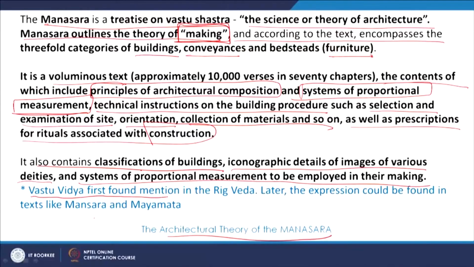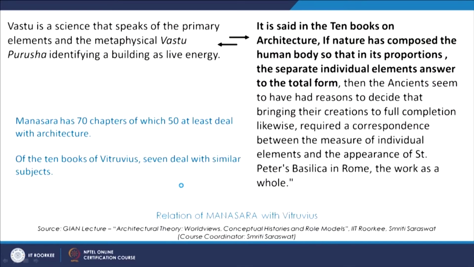What is important is to note, Vastuvidya first found mention in the Rig Veda. Later the expression could be found in the texts like Mansara and Mayamata, and this is Mansara that we were discussing. There is also a sort of relation that is seen while talking about Vastuvidya and then the 10 books on architecture. We see a lot of similar subjects being addressed, the main philosophy and the main systems in place, they being similar, and that kind of relationship has been studied by researchers and the similarity has been drawn by them.